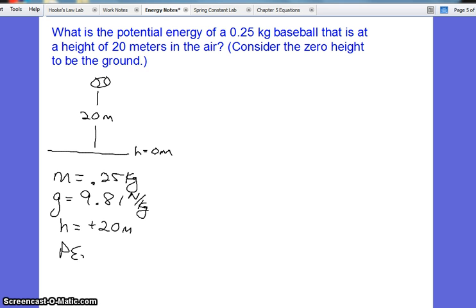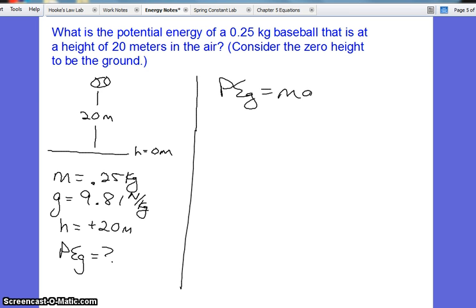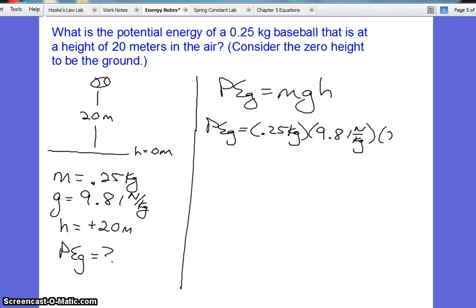We want to find the gravitational potential energy. So our equation: gravitational potential energy is mass times gravitational field times height. Our mass was 0.25 kilograms. We have our gravitational field is 9.81 newtons per kilogram, and our height is 20 meters. We solve for the gravitational potential energy, and we get 49.05. And this would be in joules, since we kept things in kilograms, meters, and of course newtons for our gravitational field.